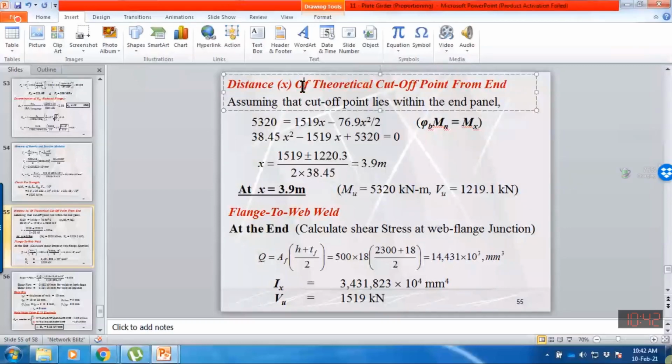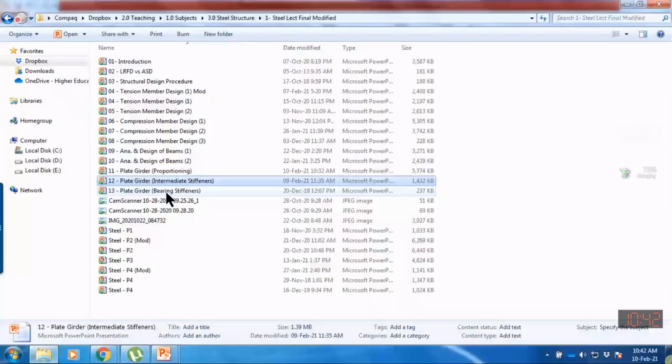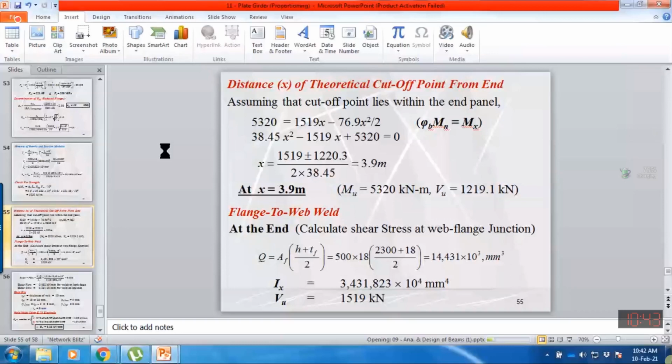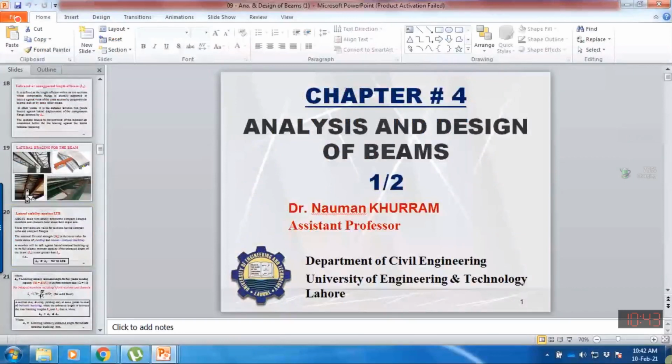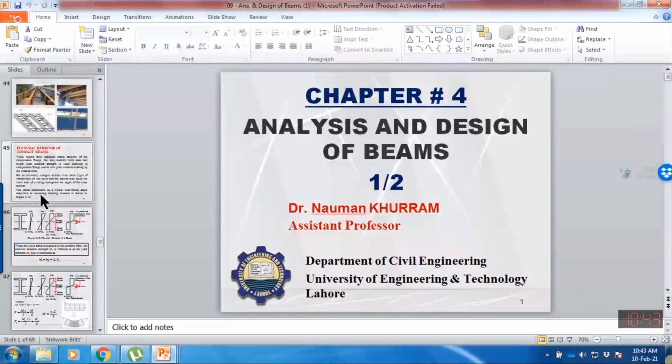next is the design of the weld. You are already familiar, maybe, as in the beam topic we have discussed, a plate girder or beam is subjected to shear stresses. So there was one diagram. Yes, here.